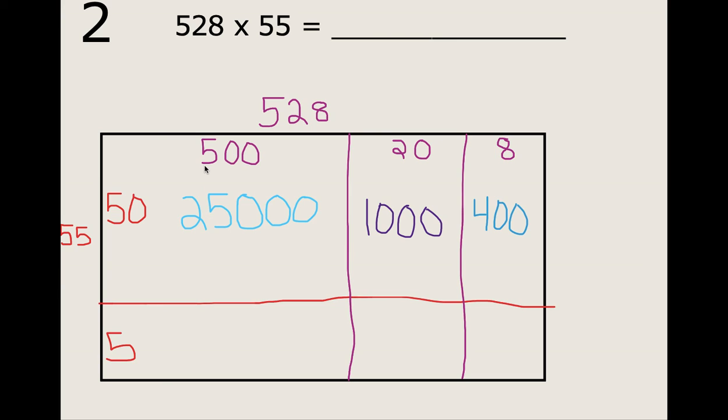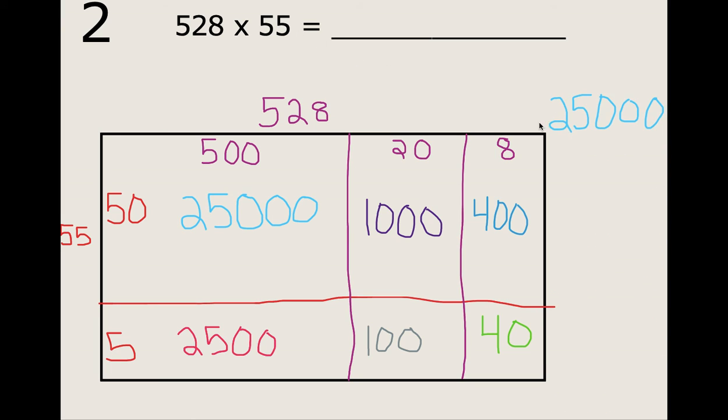We're going to come down here now and do 500 times 5. Ignore these zeros. 5 times 5 is 25. Add the 2 zeros in, and that gives me 2,500. Next, we're going to do 20 times 5. Ignore this 0. 5 times 2 is 10. Added the 0 in. That gives me 100. And lastly, we're going to do 8 times 5, which is 40. Alright, now I'm going to add these products together and see what 528 times 55 is.